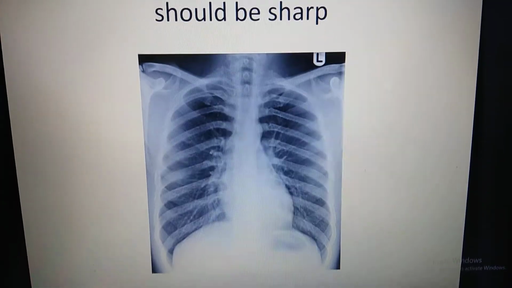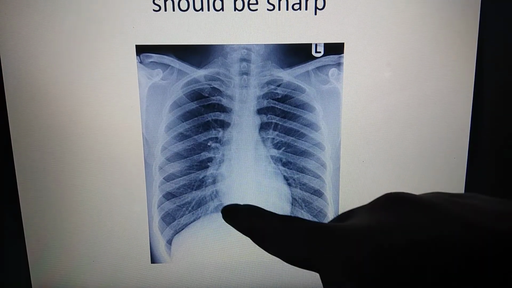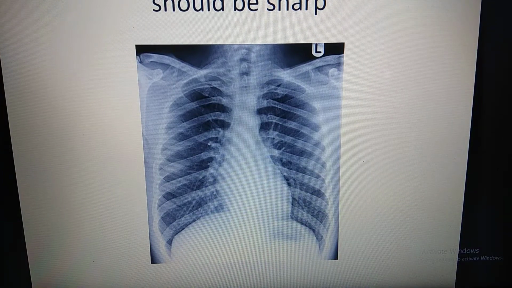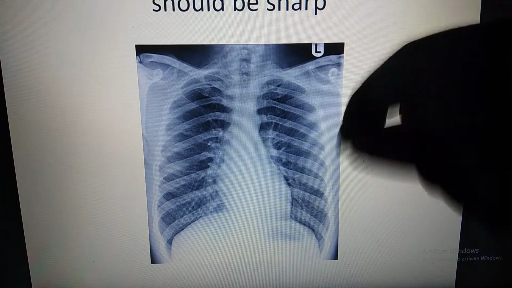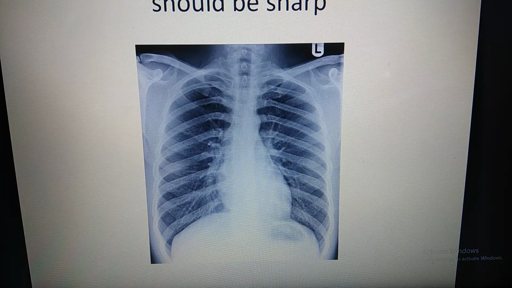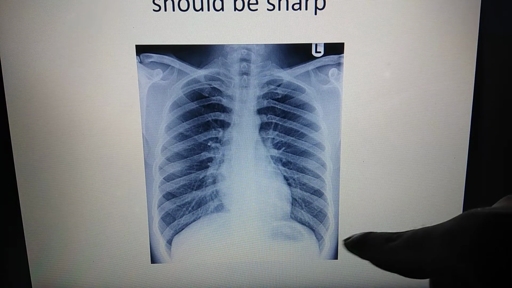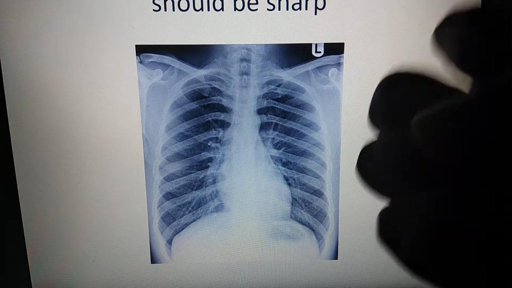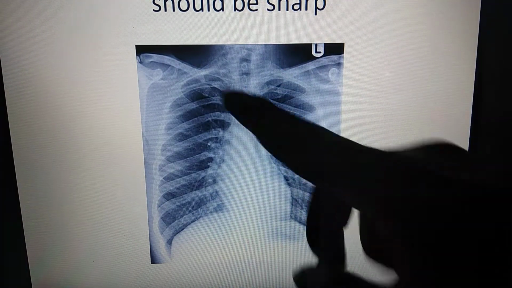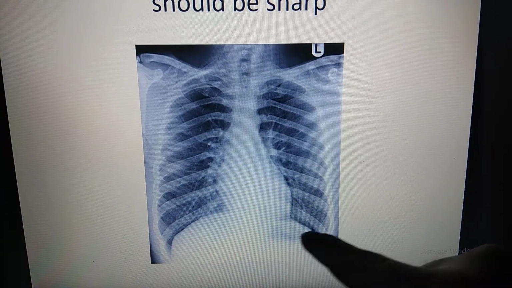Now, the angles should be sharp. What angles do I mean here? This is known as the cardiophrenic angle and the costophrenic angle. This angle should always be sharp, as it is shown here, sharp like the beak of a bird. If we have any obliteration, that means the angles are not sharp, then there is some water here. Even a very small amount of water, due to gravity, will collect here, and then we'll lose the angle.